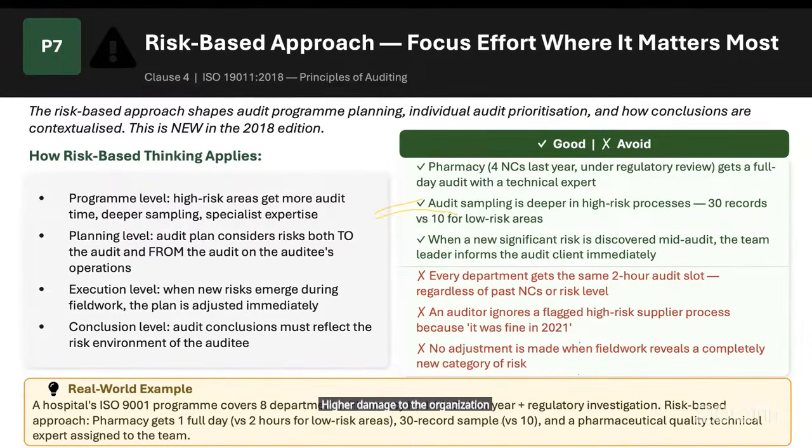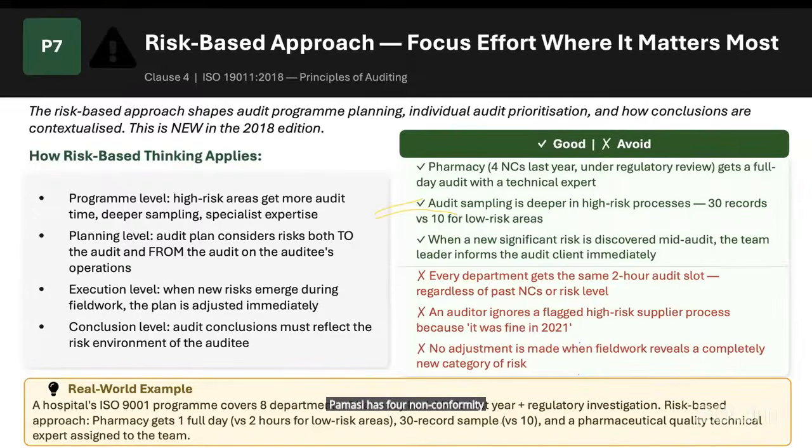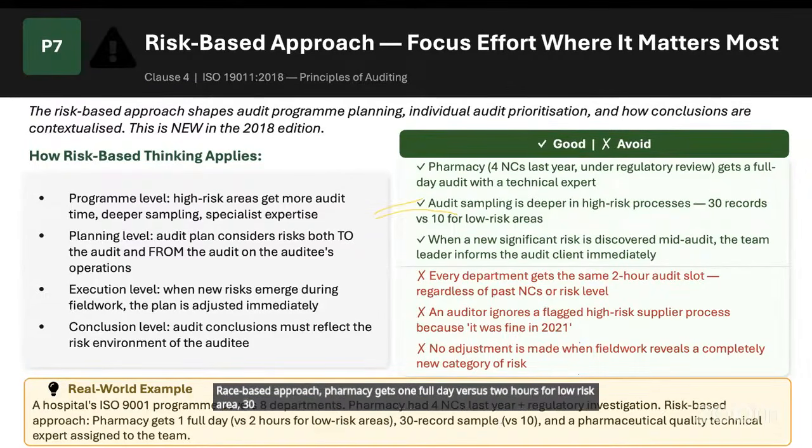Now, a real world scenario here. Say a hospital's ISO 9001 program covers 8 departments. Pharmacy had 4 non-conformities last year, plus a regulatory investigation. With a risk-based approach, pharmacy gets 1 full day versus 2 hours for low risk areas, a 30 record sample versus 10, and a pharmaceutical quality technical expert assigned to them.